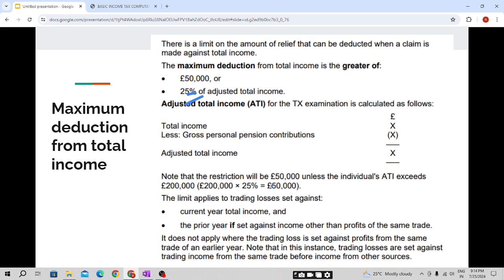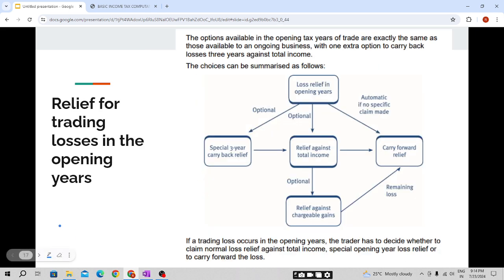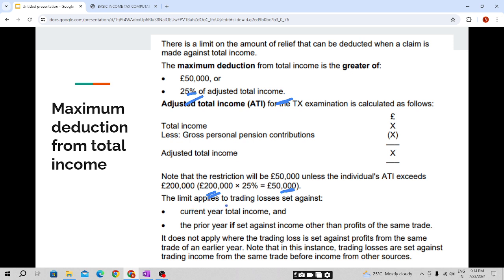This will give rise to the adjusted total income. Note that the restriction will be 50,000 unless the individual's ATI exceeds 200,000 pounds, because 25% of 200,000 is 50,000. If the ATI exceeds 200,000 pounds, this will increase and this figure will be considered. The limit applies to trading loss set against current year total income and the prior year if set against income other than profits of the same trade.